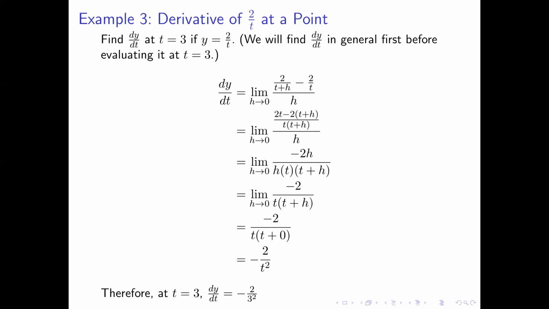We're not done though, because our goal is to find the derivative at t equals 3. So at this point, we'll take that derivative function, negative 2 over t squared, we'll let t be equal to 3 inside of it, and we'll evaluate what we get. So dy/dt at t equals 3 will be negative 2 over 3 squared, or negative 2/9. There is the value of the derivative of 2 over t at t equals 3.